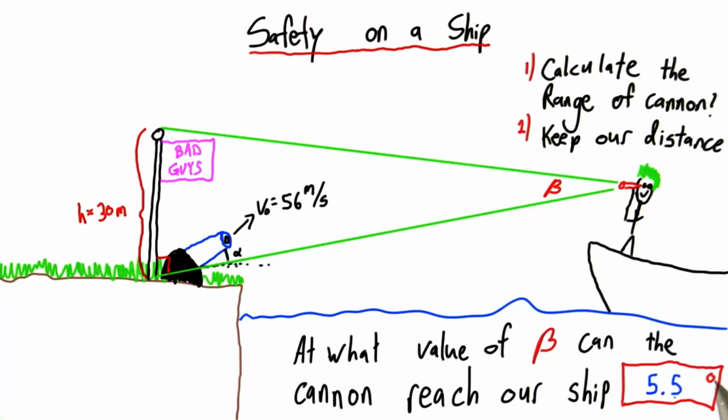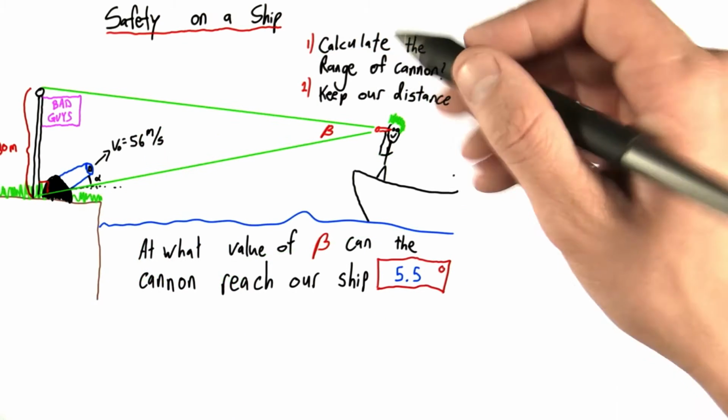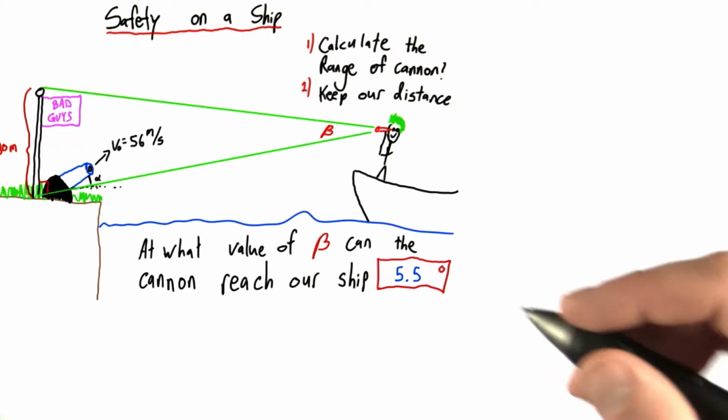Well, the answer is about 5.5 degrees. And let's see how we calculate that. Well, first we need to calculate the range of the cannon. How do we do that?